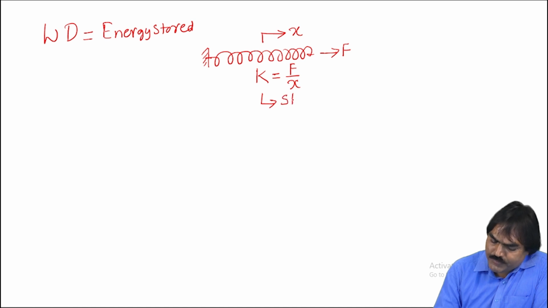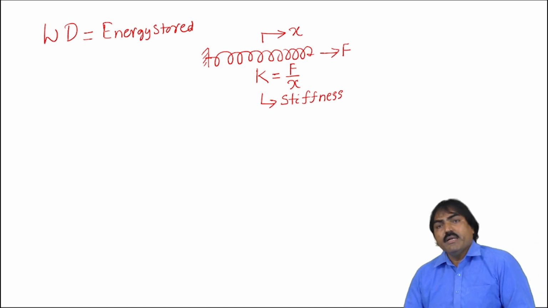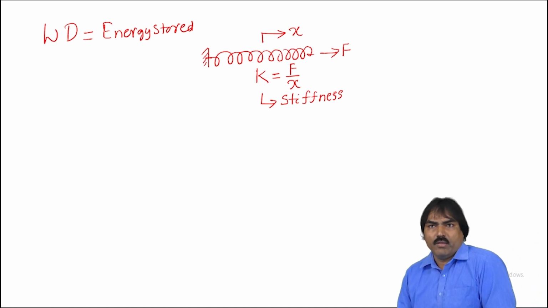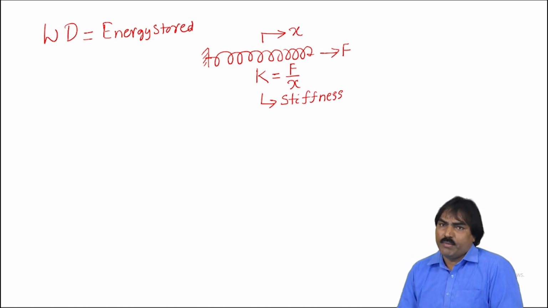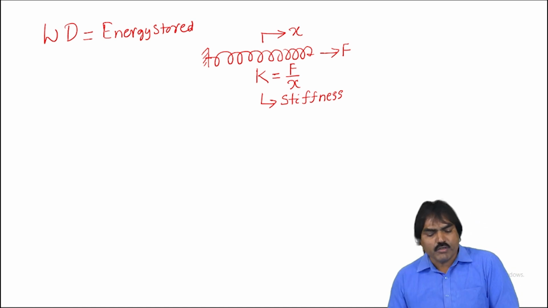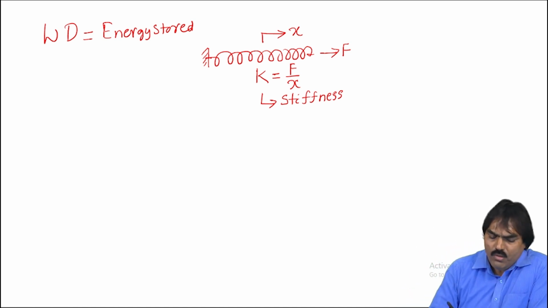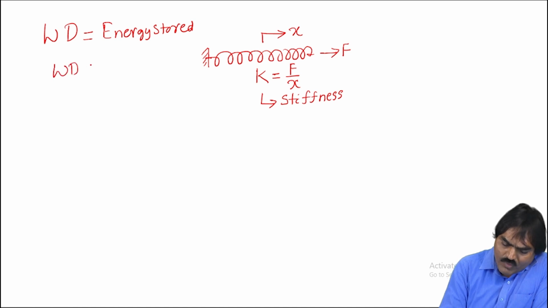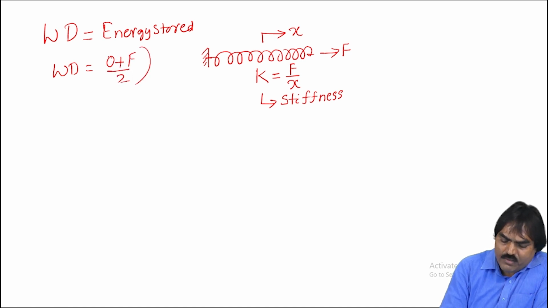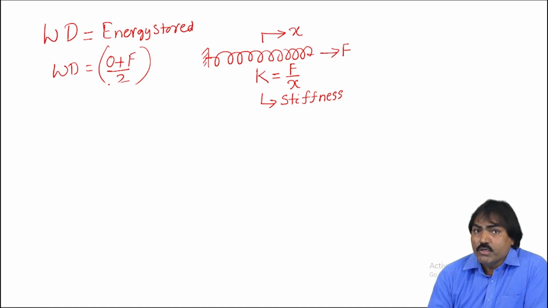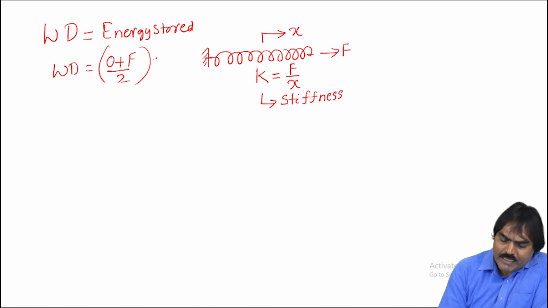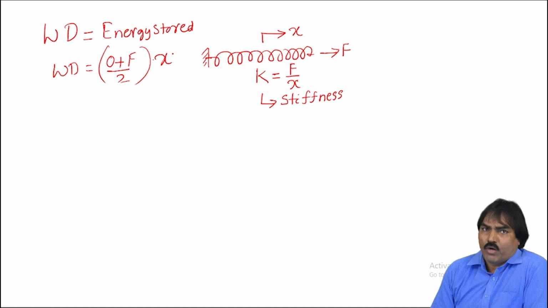K is the stiffness. So depending upon the direction of the loads, we have axial members, torsional members, and bending members. So every structure will have an axial stiffness, bending stiffness, and torsional stiffness. The work done here is always defined as the average force. What is the average force? 0 plus F by 2, because initially the force is 0 and slowly we are increasing the force, into the displacement x. This is the work done.